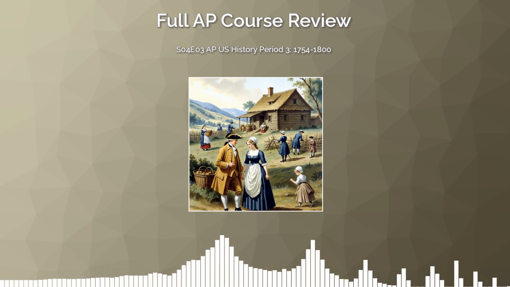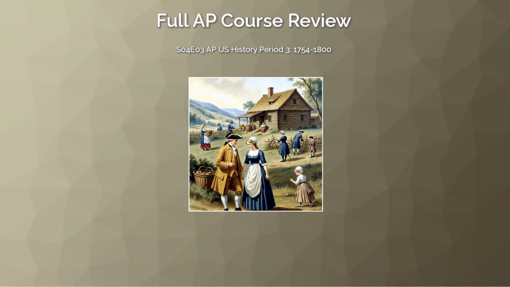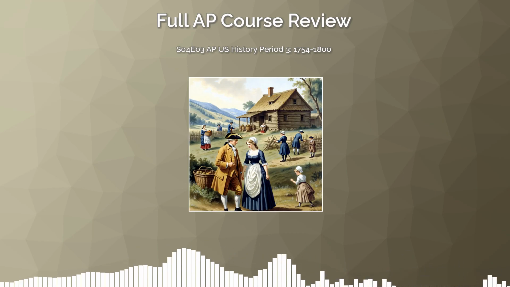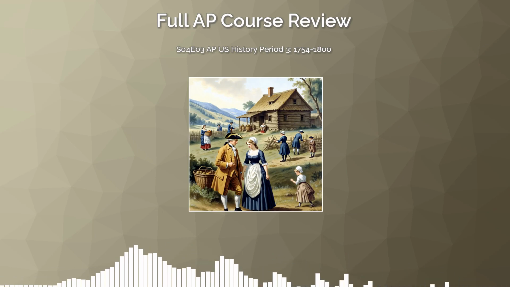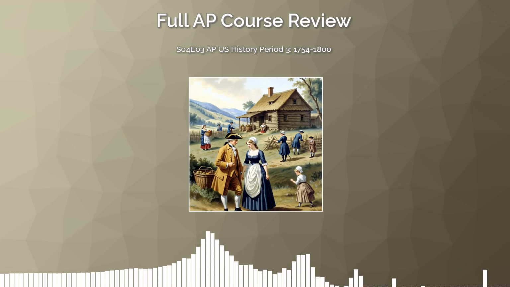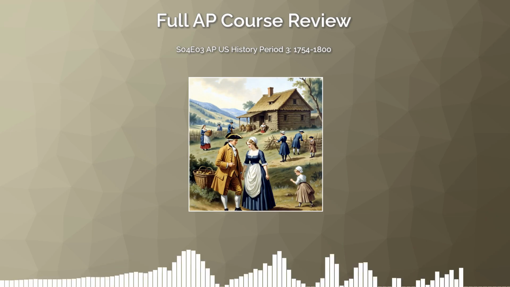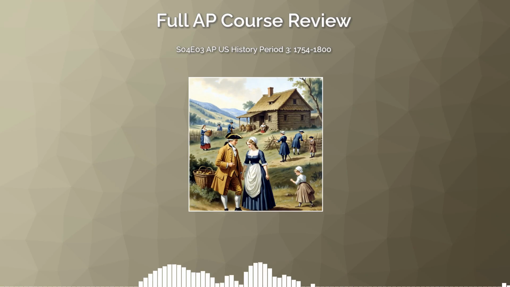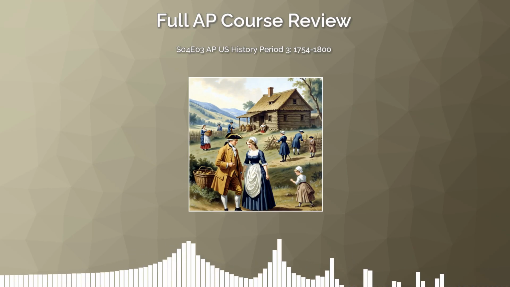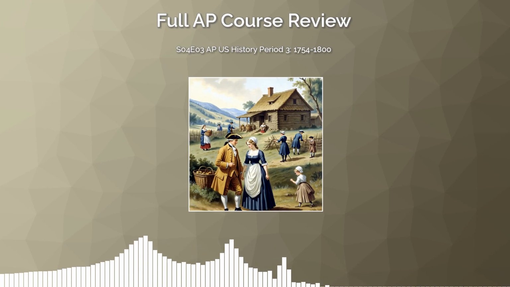Ratification. Federalists versus anti-federalists. Once the Constitution left Philadelphia, it had to be sold to the states. This is where the Federalist Papers become essential, written by Alexander Hamilton, James Madison, and John Jay. Under the pen name Publius, these 85 essays made the intellectual case for ratification. Federalist Number 10 is the one you absolutely need to know.